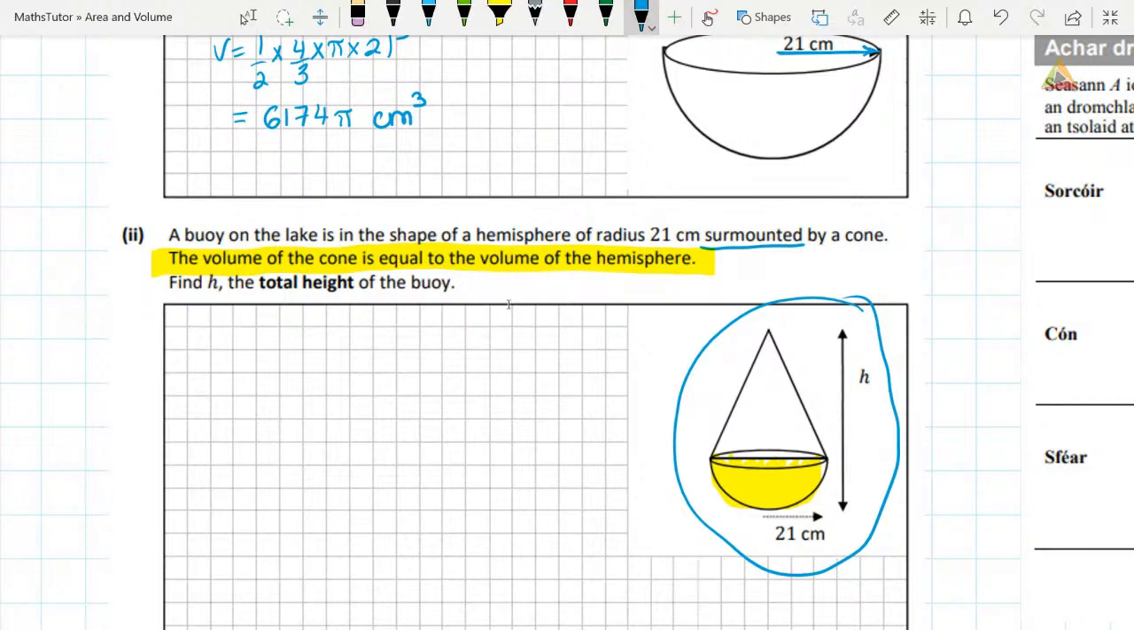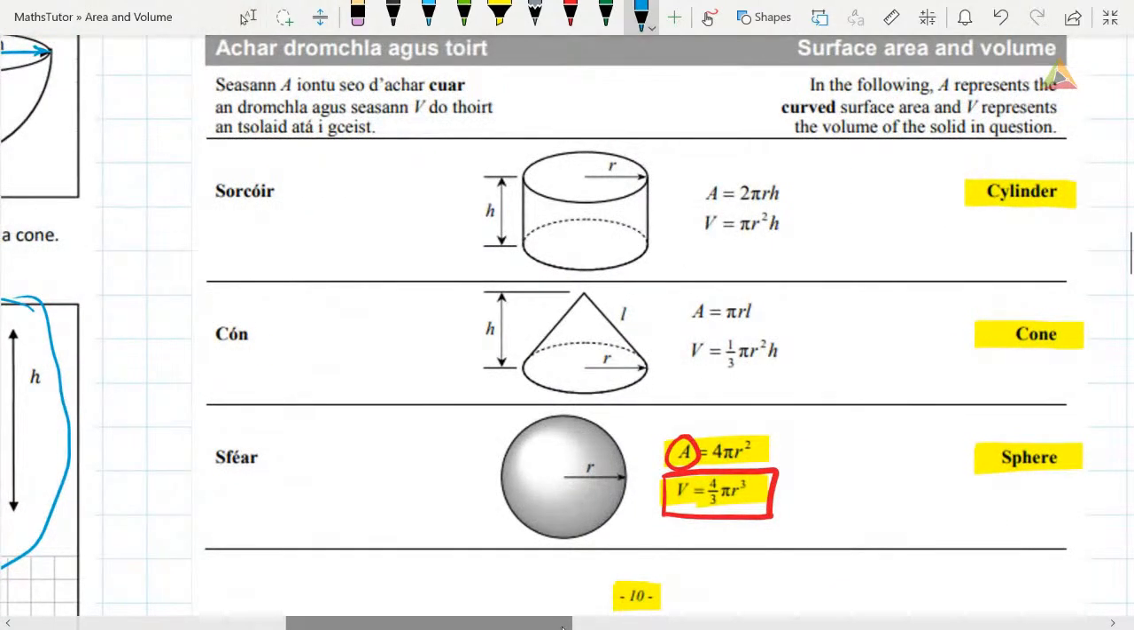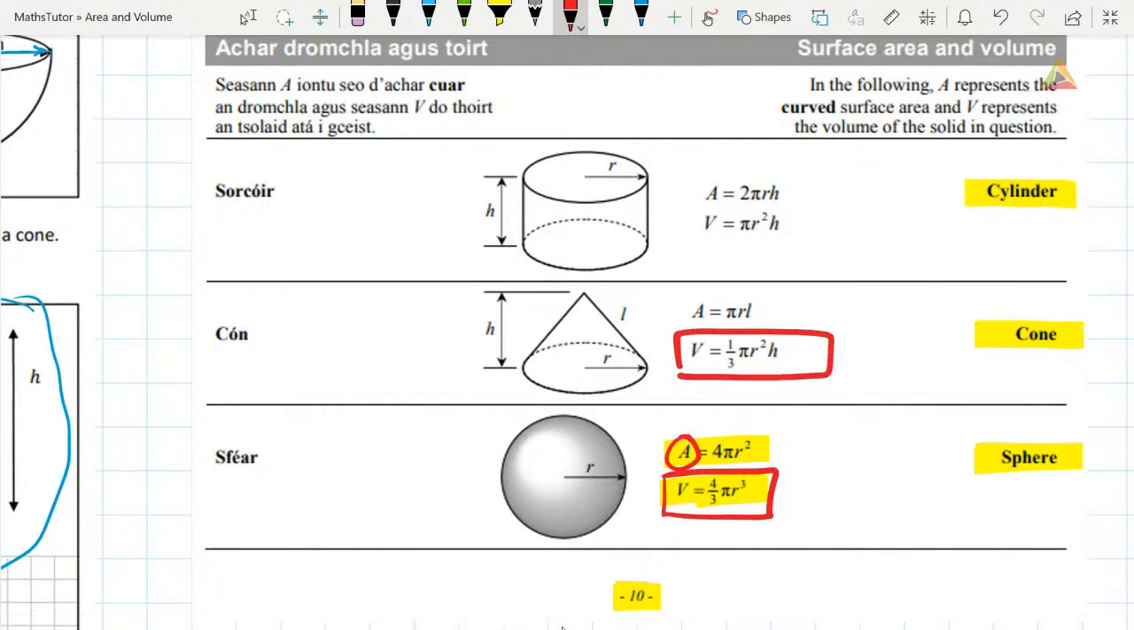So I'm going to go to my tables again, same page, and I'm going to look at my formula for a cone. So I look at my formulas for a cone, and it says my volume is going to be 1/3 pi r squared h. So that's the formula that I'm going to be using for my volume of a cone on page 10 of my Formula and Tables booklet. V is equal to 1/3 pi r squared h.